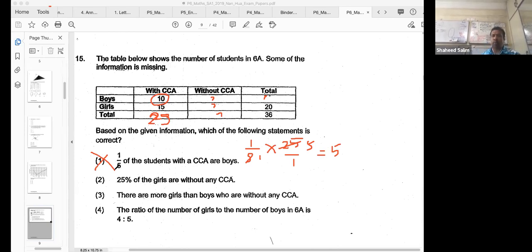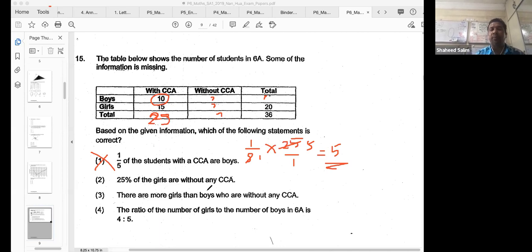Can you see now? They say 1/5 of the students with CCA are boys. Total number of students in CCA is 25. How do you know 25? 10 of the boys got CCA, 15 of the girls got CCA. That means 25 students got CCA in total. So 1/5 of that is 5. But they say the number of boys is not 5, it's 10. So this is out.